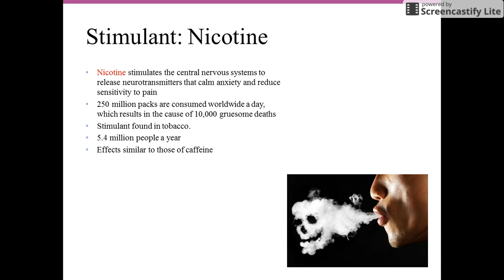The next stimulant we're going to talk about is nicotine. Nicotine is a stimulant that stimulates the central nervous system to release neurotransmitters that calm anxiety and reduce sensitivity to pain. There are 250 million packs consumed worldwide, which accounts for about 10,000 gruesome deaths. Stimulants are found in tobacco. There are 5.4 million users a year, and its effects are similar to caffeine.